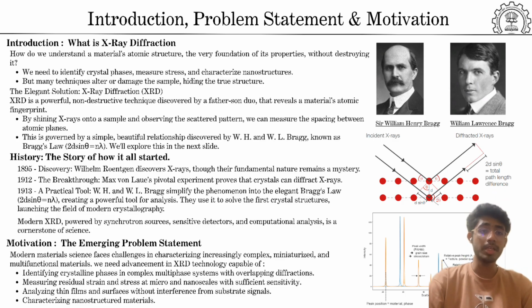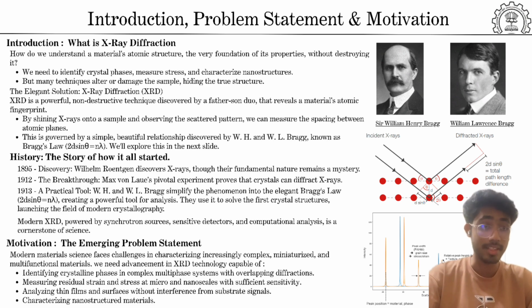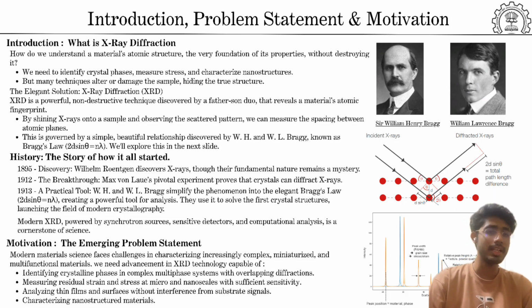The story of XRD began in 1895 when Wilhelm Röntgen discovered X-rays. In 1912, Max von Laue proved that crystals can diffract X-rays, a breakthrough that opened the door for crystal structure determination. Just a year later, in 1913, the father-son duo formulated the elegant Bragg's law: n lambda equals 2d sine theta. This simple equation relates the X-ray wavelength, the interplanar spacing d, and the diffraction angle theta. It became the foundation of modern crystallography and earned them the Nobel Prize in Physics.